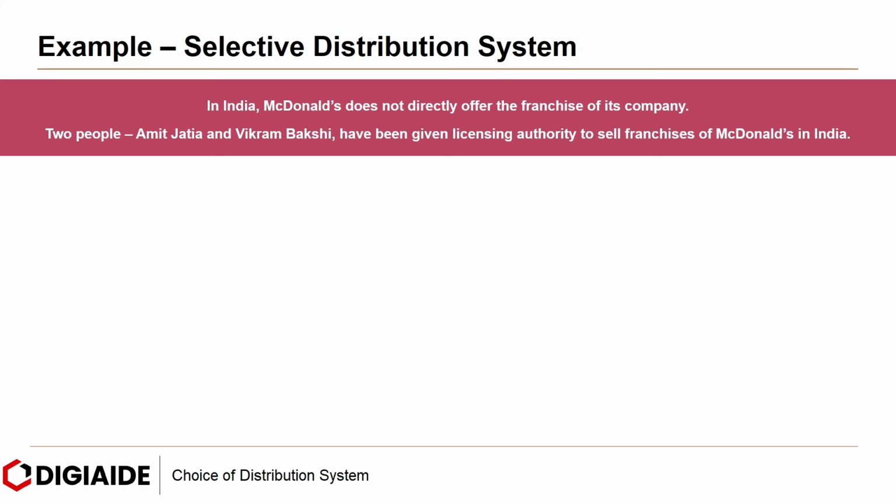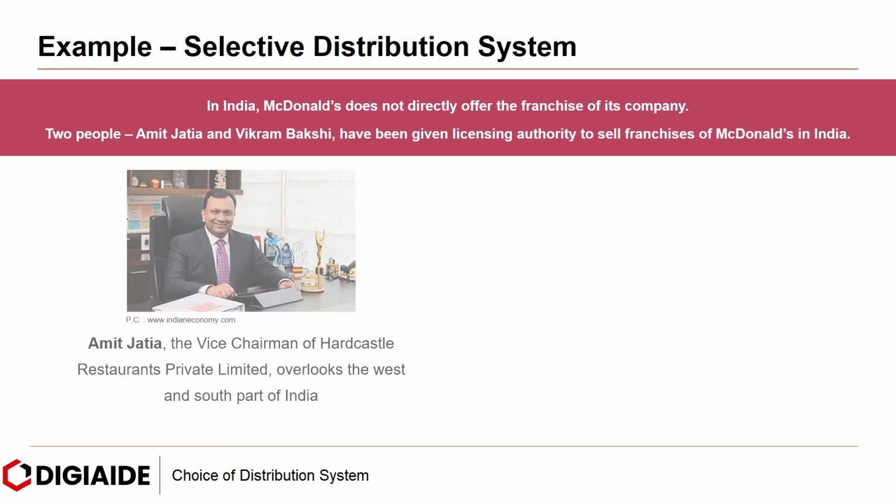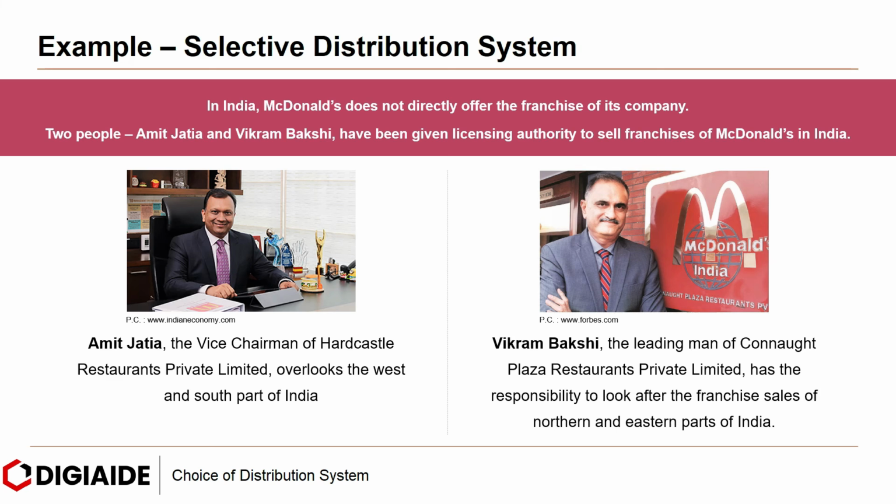In India, McDonald's does not directly offer the franchise of its company. Two people are responsible for it, Amit Jatia and Vikram Bakshi. Amit Jatia is a vice chairman of Hardcastle Restaurants Private Limited, who overlooks the west and south part of India, whereas Vikram Bakshi, the leading man of Connaught Plaza Restaurants Private Limited, has the responsibility to look after the franchise sales of north and eastern parts of India. Of late, there are some issues between Vikram Bakshi and McDonald's.